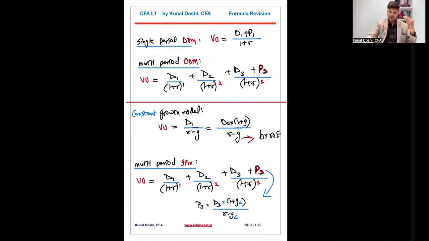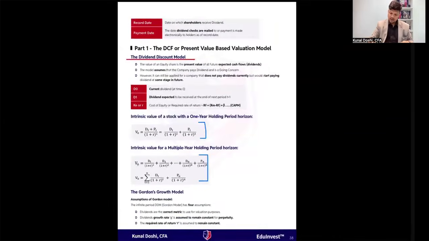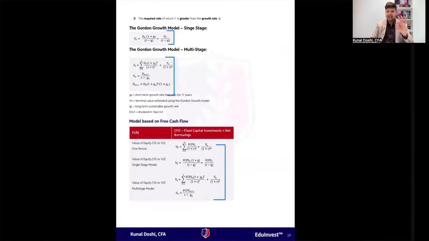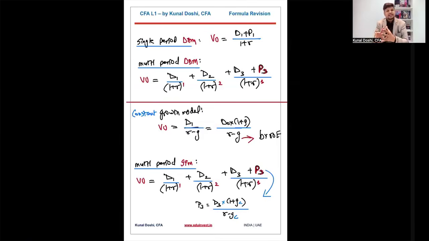All good? Yes. Check. Now, just one thing. In case they ask the same component using free cash flow, the formula doesn't change. Wherever you have used dividend, replace it with FCFE. What we will do if they ask the same concept using free cash flow, I'll repeat what we do.